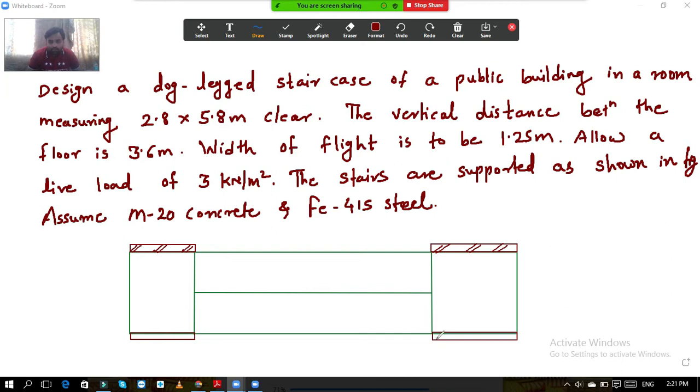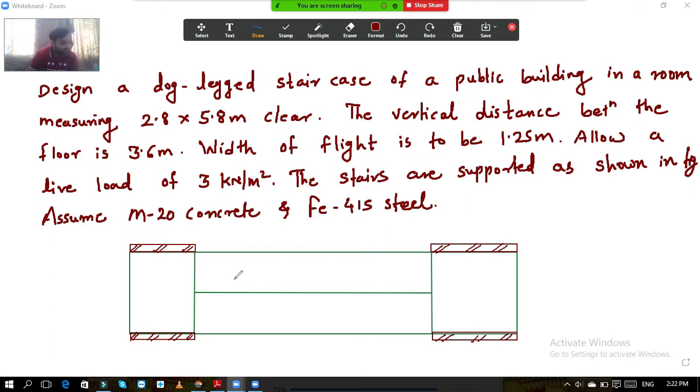So now the slab is not spanning in the direction of the stairs. This type of support is given over here. This is your landing, and in between the steps are given here. This is your going length. Total length is what they have told us, that it is 2.8 by 5.8.